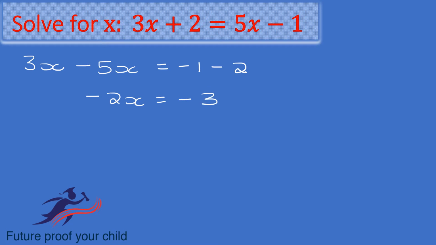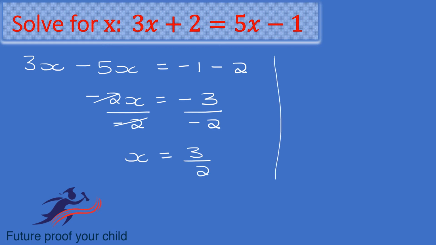Then to get x alone, we divide by negative 2. What I do on the left, I do on the right. The negative 2's can cancel, so therefore x equals, negative and negative is a positive, and that will give me 3 over 2. I'll show you the mark allocation just now.